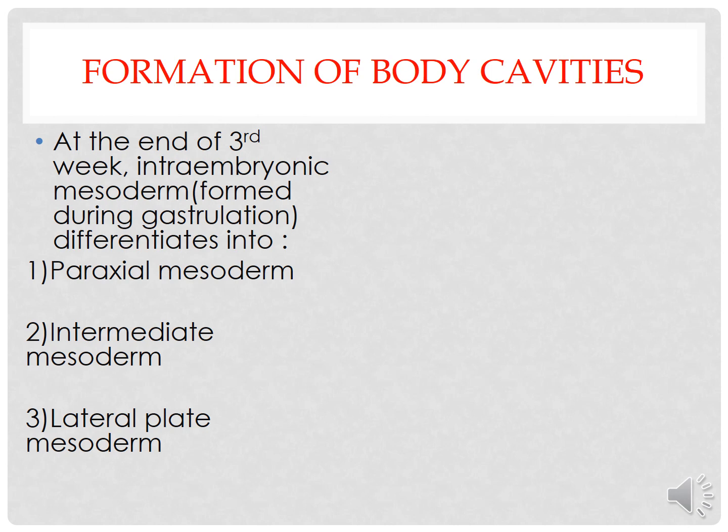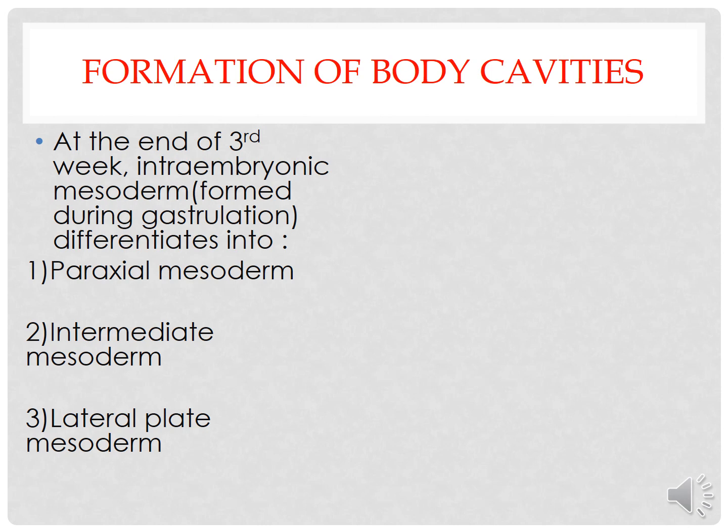First of all, we'll talk about the formation of body cavities. What leads to the formation of pleural, pericardial and peritoneal cavities? At the end of third week, there is a formation of intraembryonic mesoderm by the process which is known as gastrulation. And this intraembryonic mesoderm differentiates into three parts.